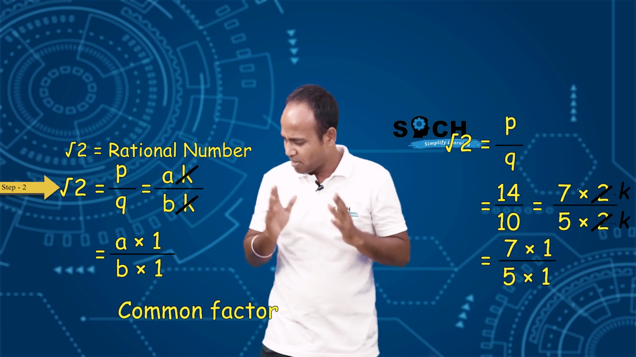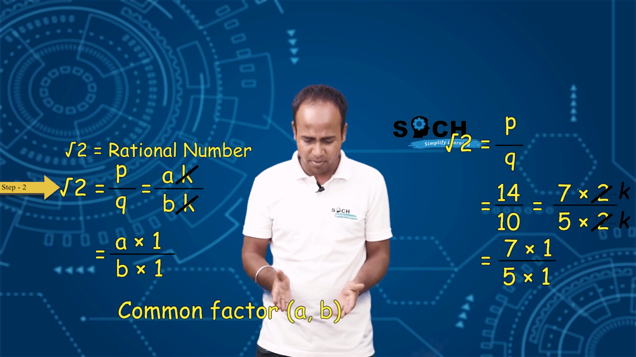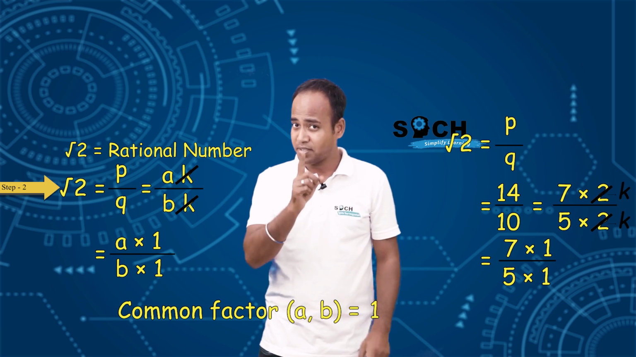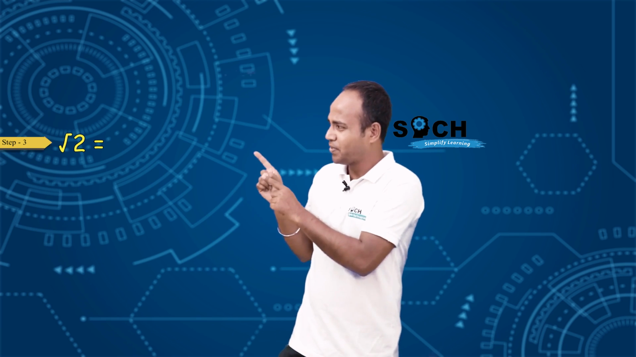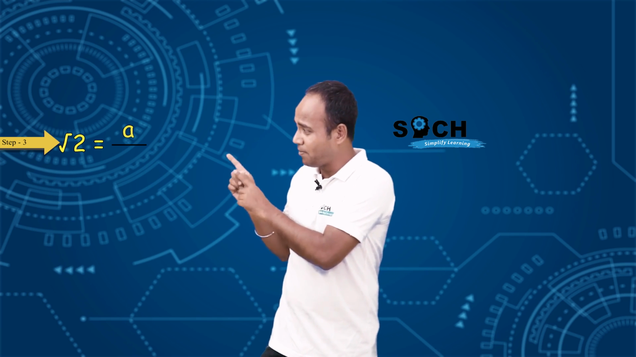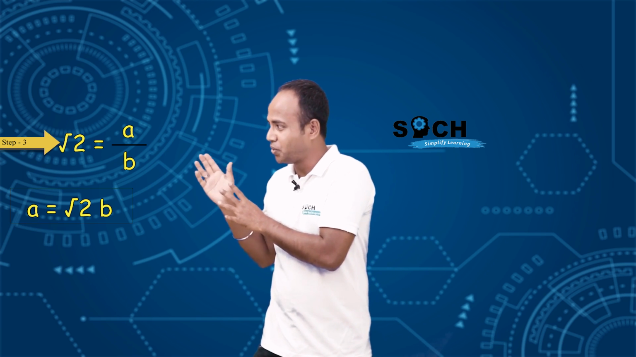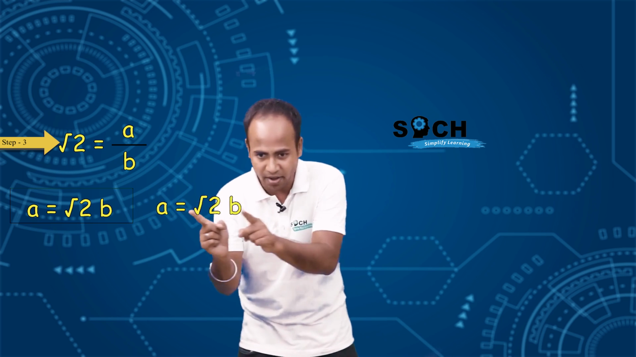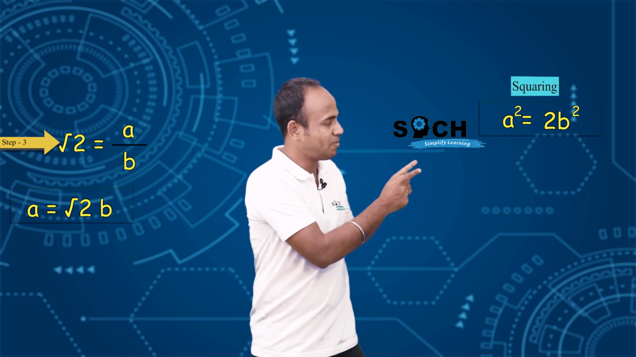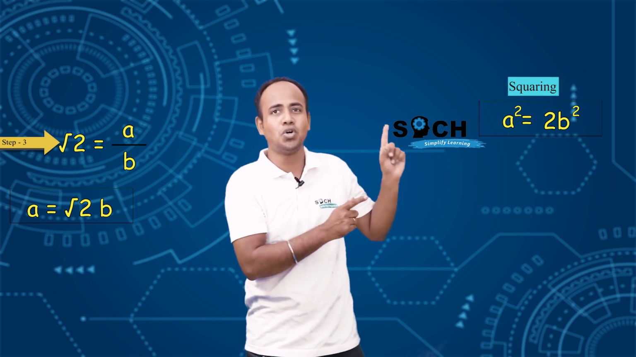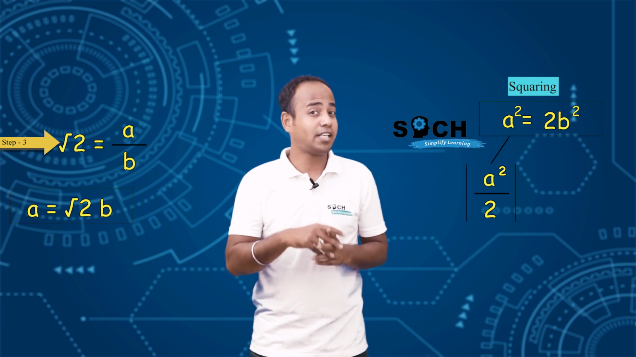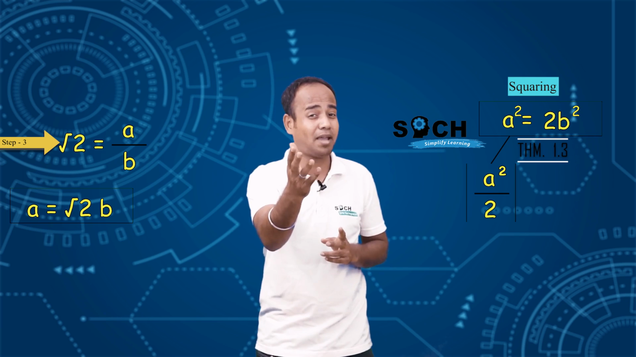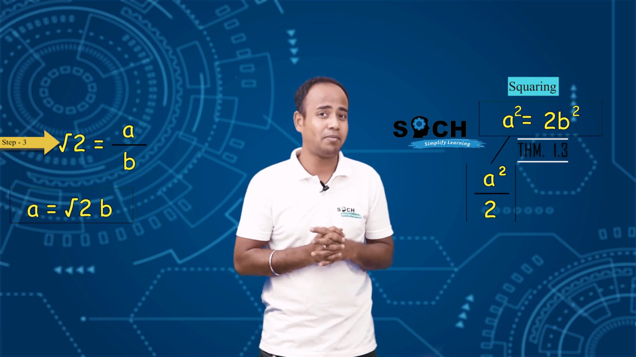So what is the common factor between this A and B? The common factor between A and B is 1. This is step number 2. Now, after having understood this fact, I know very well that root 2, that is step number 3, root 2 is A by B, therefore A is equal to root 2 B. Now, if I square it up, that means A square will be equal to 2B square, and therefore A square is divisible by 2 as per theorem number 1.3, the divisibility of prime numbers theorem.